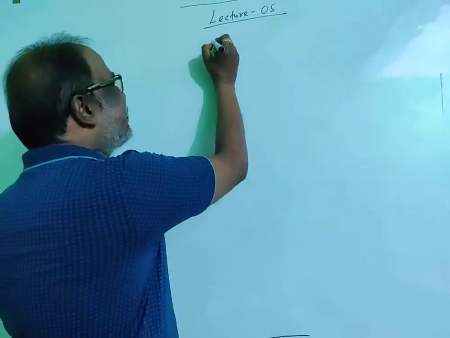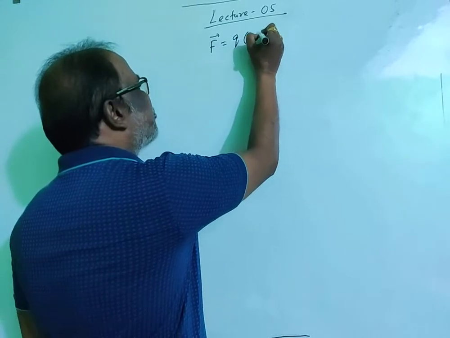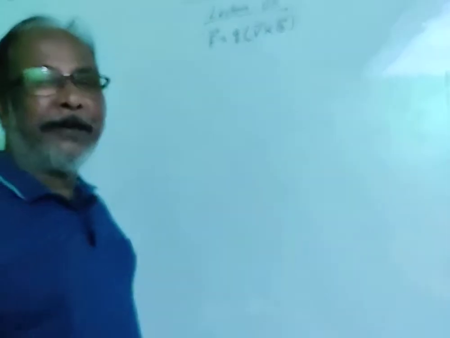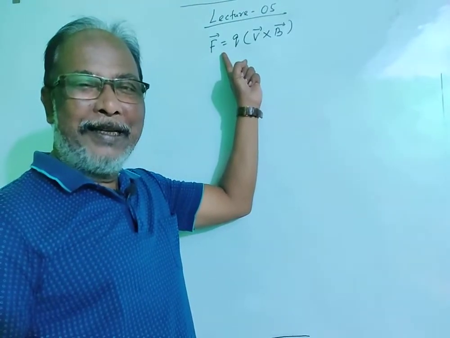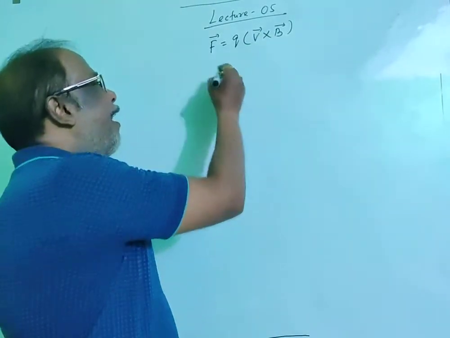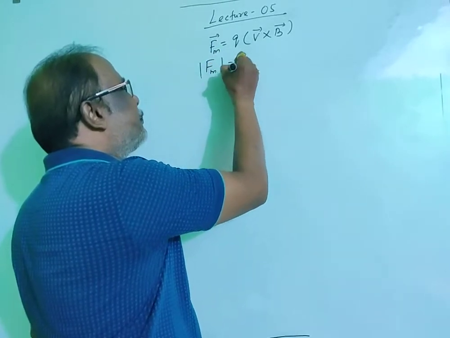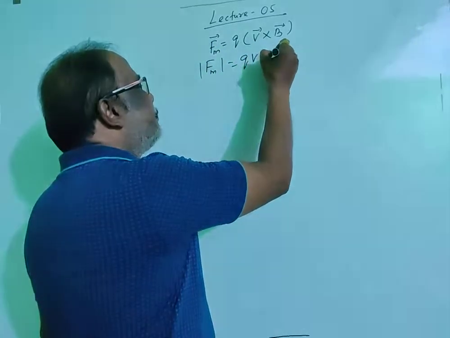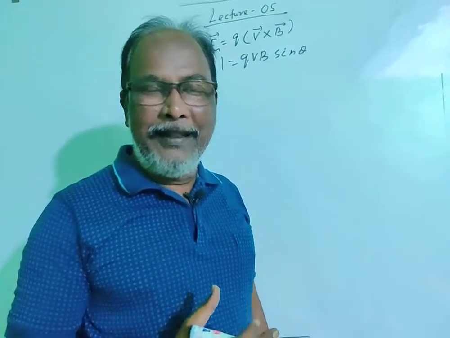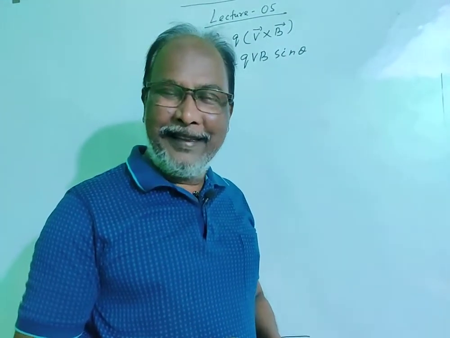Okay, then force experienced by the charged particle in vector form is given as Q into V cross B, which shows that the force experienced by the charged particle is perpendicular to both velocity and magnetic field. This is also called magnetic force. Magnitude of magnetic force is Q V B sin theta, the magnitude of the cross product of V and B. So magnitude of force is Q V B sin theta.